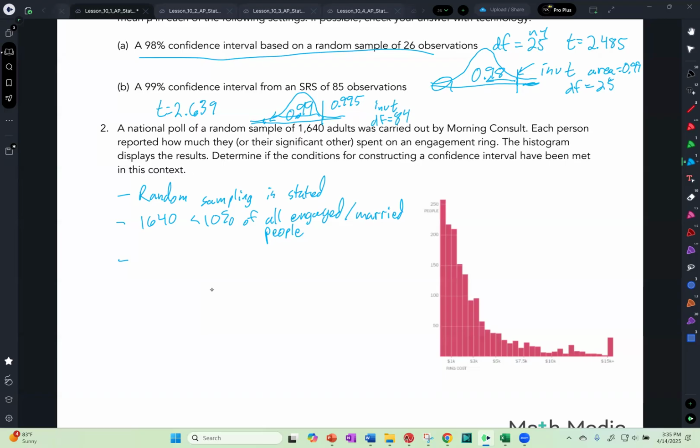Now, that's a heavily skewed distribution for a sample, but the sample size is 1,640, which is definitely sufficiently large.